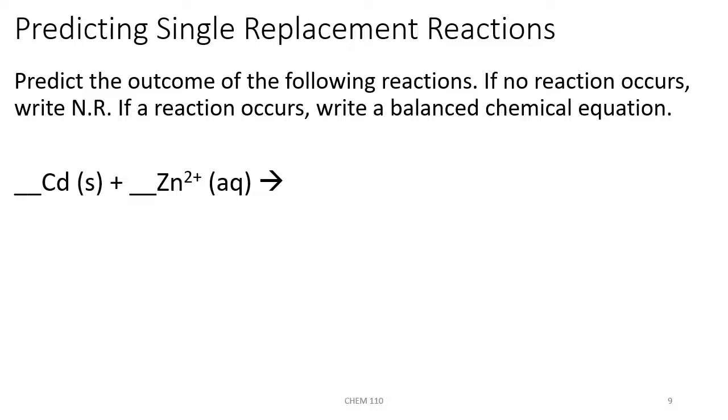In this example, we have cadmium metal reacting with aqueous zinc ions. Can cadmium become oxidized and replace zinc in solution while zinc becomes reduced? If we find these on the activity series, we'll see that zinc is higher up, meaning our zinc is more active than our cadmium is. If this is the case, then we don't have to do any of the work because there is no reaction that will take place, and that's all we have to write. No reaction because our zinc is already oxidized and it's more reactive than the cadmium.